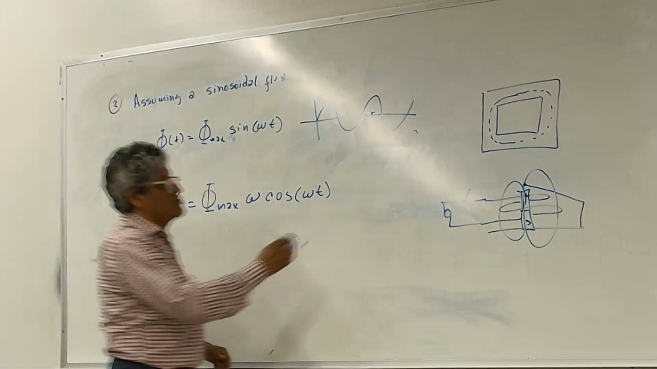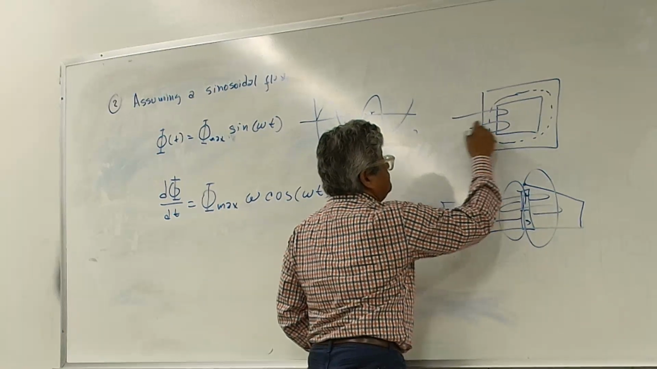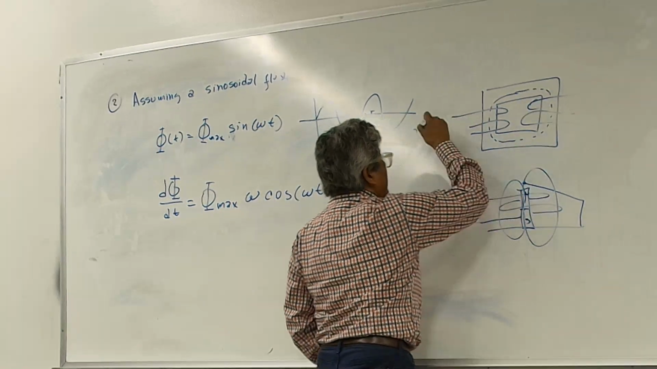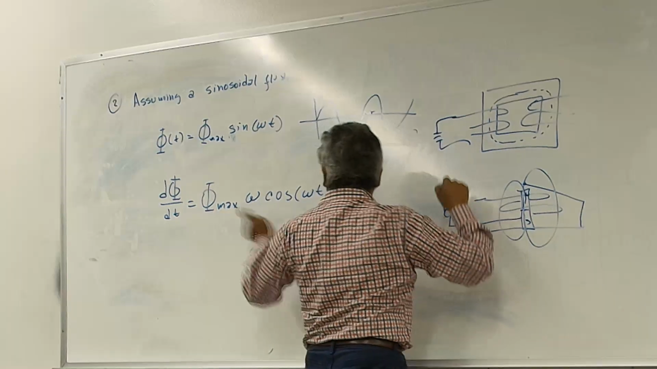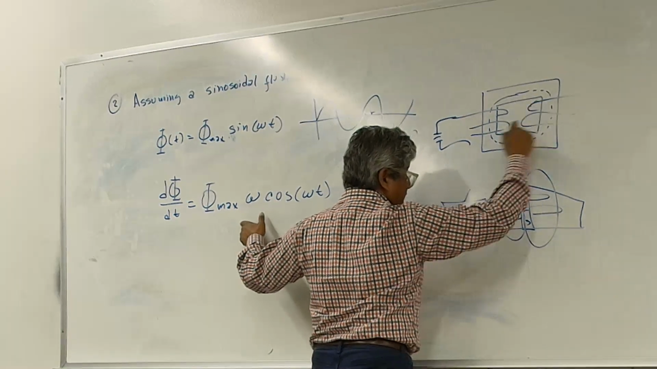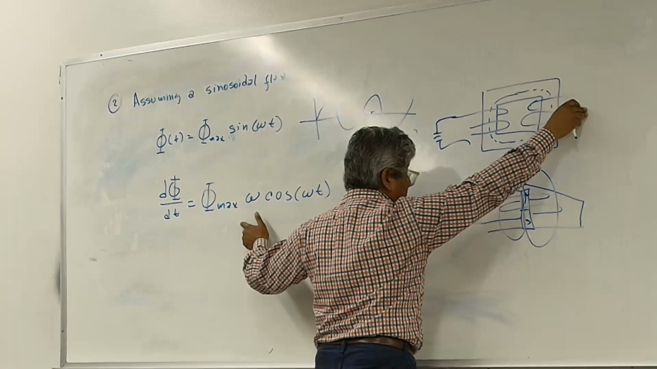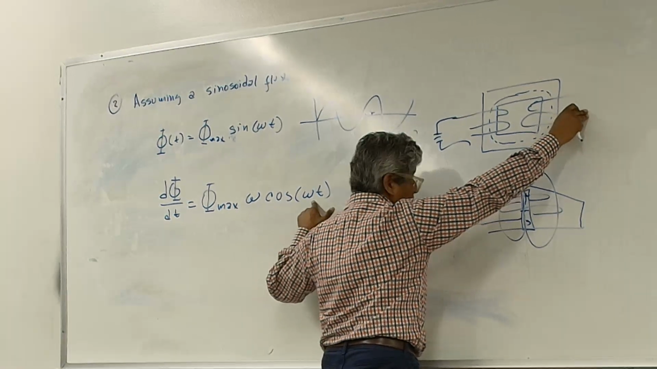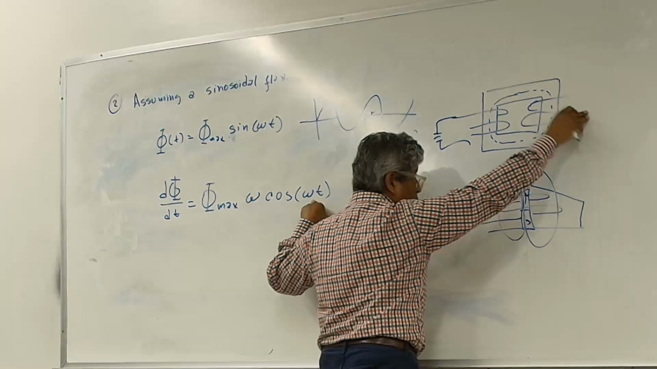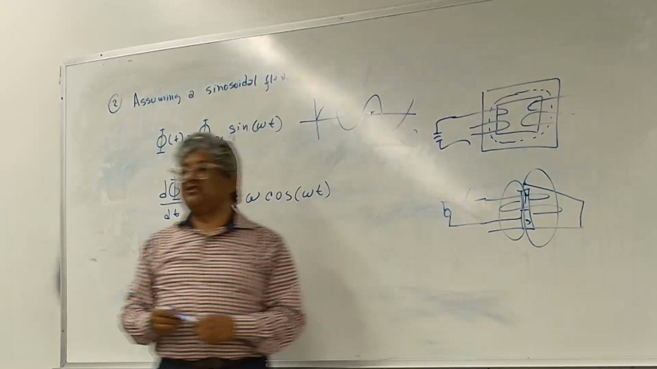If I take a transformer right here, I have a DC source. Because of this, I'm establishing a flux only in one direction. I'm not inducing anything here because I need to have something that changes with respect to time. Otherwise, I cannot achieve that induction.